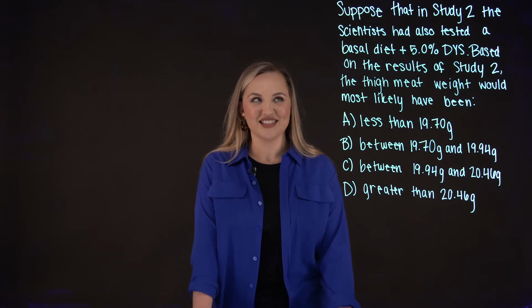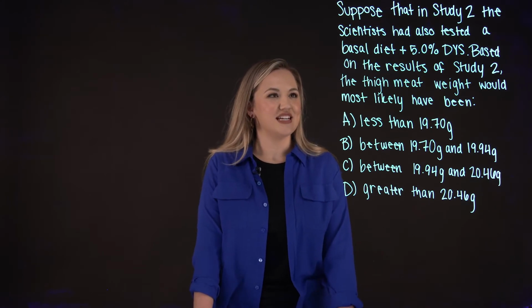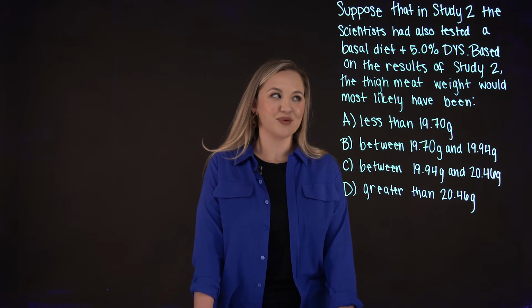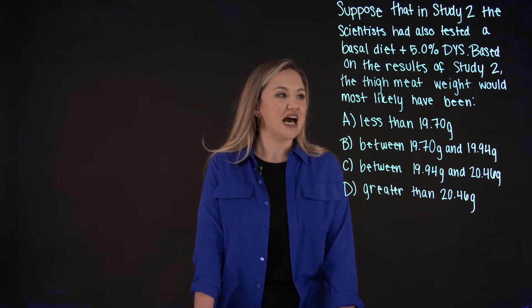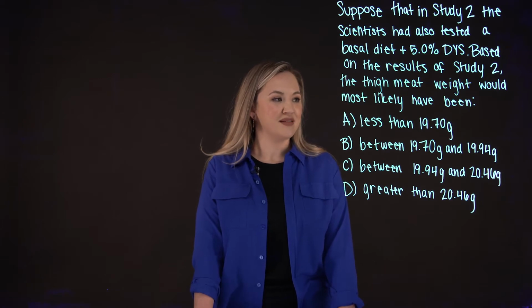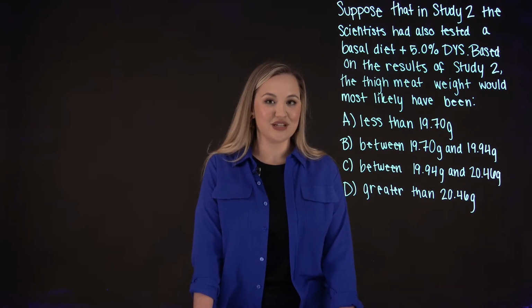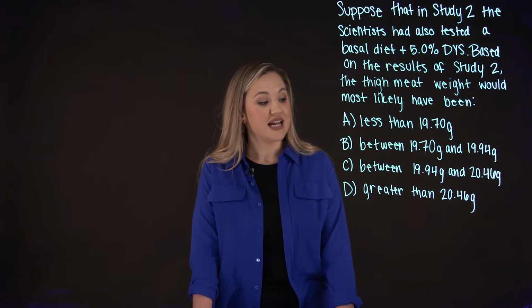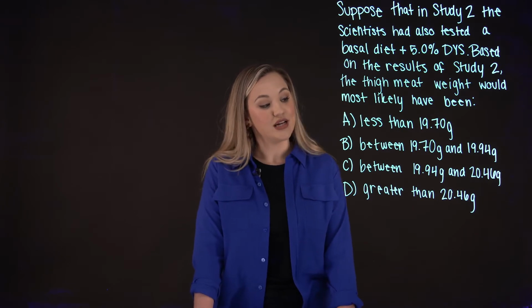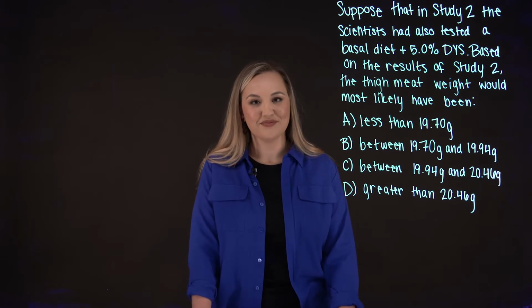This question asks, suppose that in study 2, the scientists had also tested a basal diet plus 5% DYS. Based on the results of study 2, the thigh meat weight would most likely have been, and then it gives a range of answers: less than 19.7 grams, between 19.7 grams and 19.94 grams, between 19.94 grams and 20.46 grams, and then greater than 20.46.